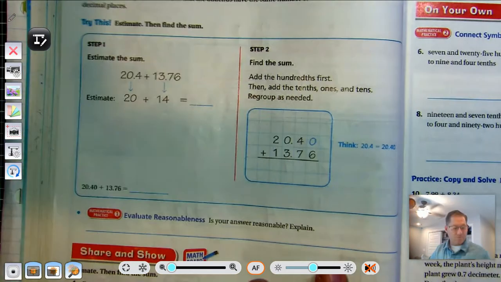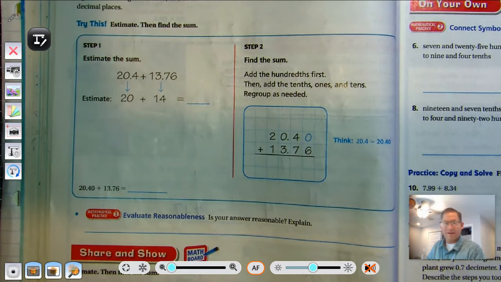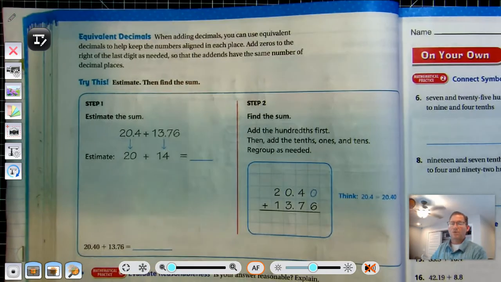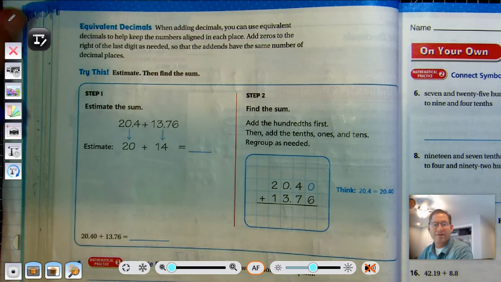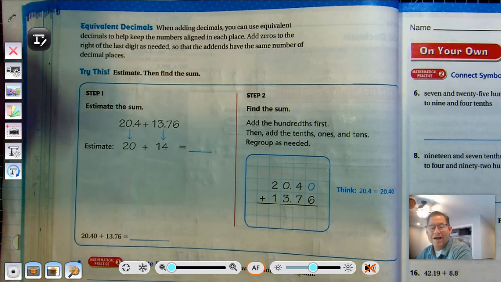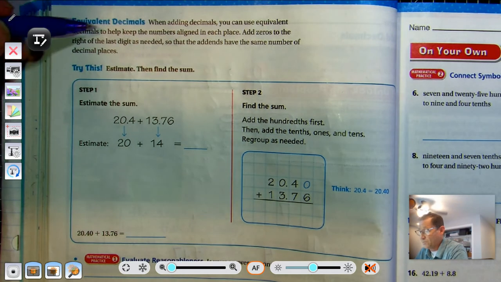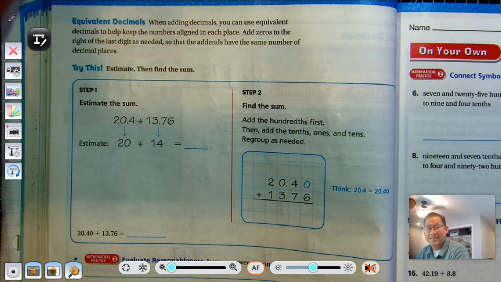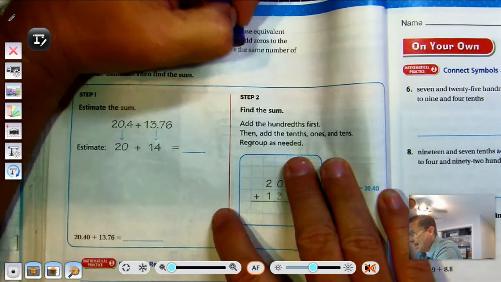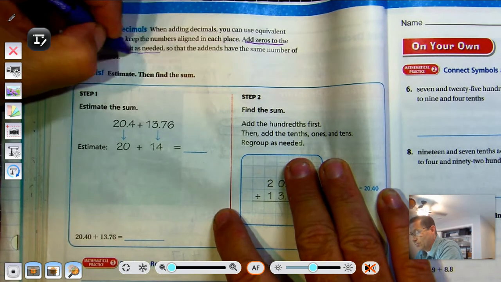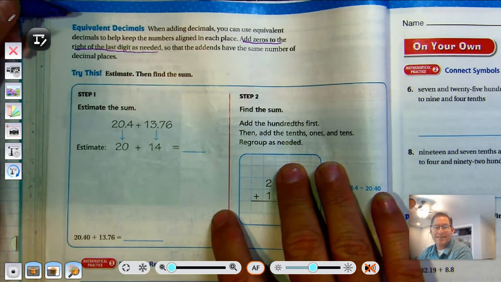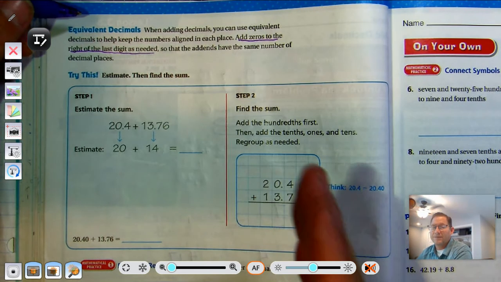All right, let's go to page 140. Equivalent decimals. Now, this is an important part to keep in mind for when we're adding decimals and also subtracting decimals. When we add decimals, you can use equivalent decimals to help keep the numbers aligned in each place. Add zeros to the right of the last digit as needed. This is only in decimals.